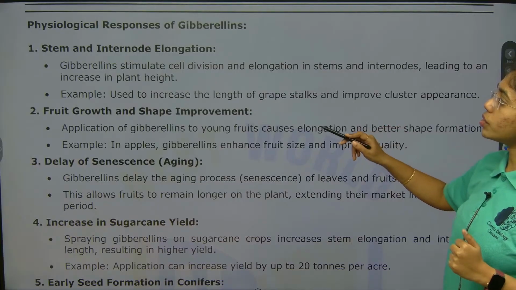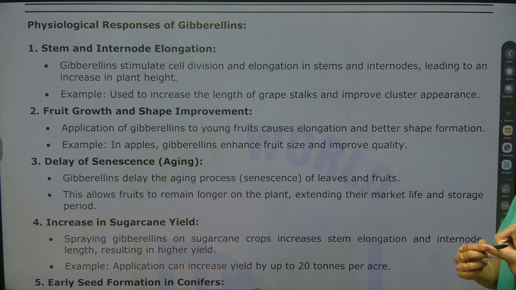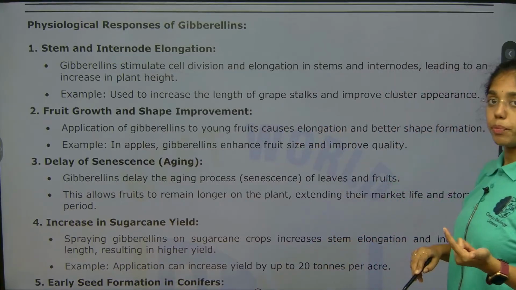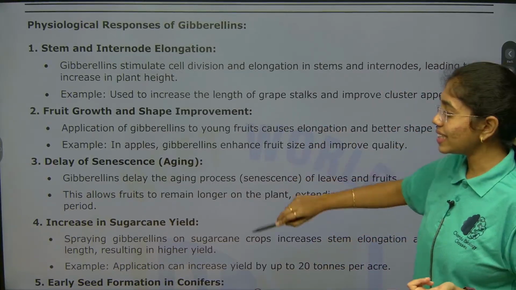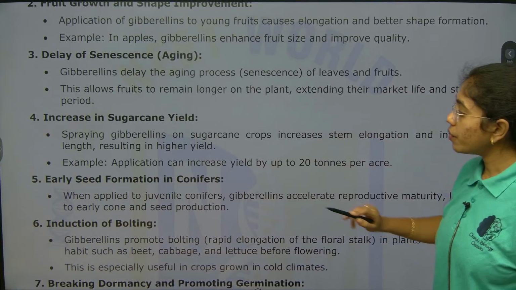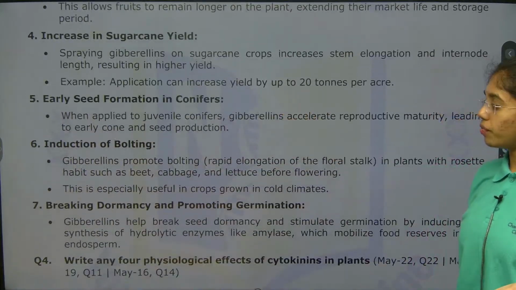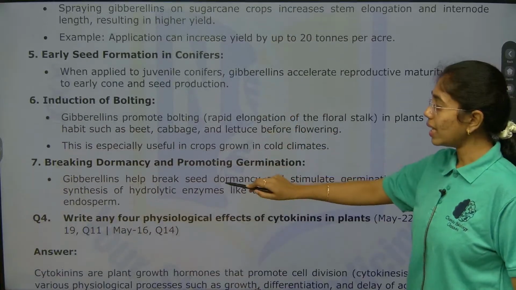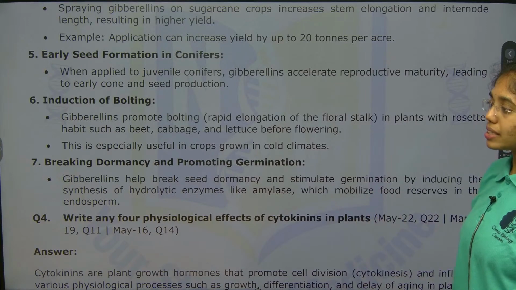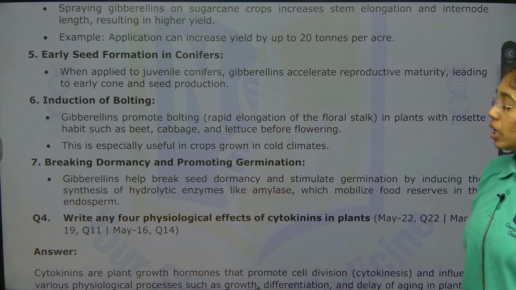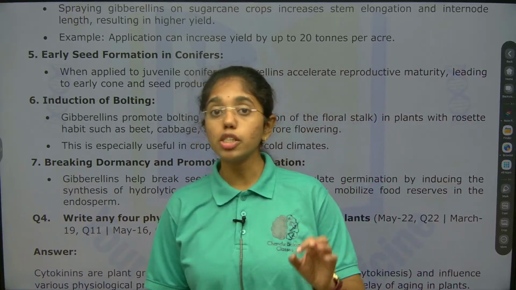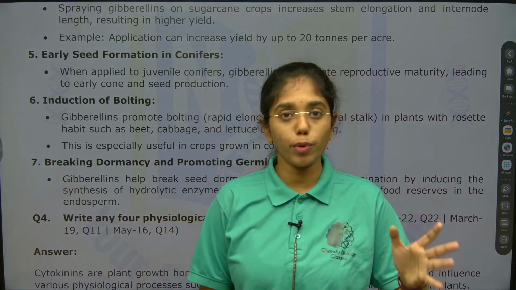So here, first is what? Stem and internodal elongation. Second will be fruit growth and shape improvement. Third is delaying senescence. Fourth will be increase in sugarcane yield. Fifth is seed formation in conifers, and then bolting. Lastly, breaking the dormancy and promoting seed germination. These are the physiological effects of gibberellins. What are gibberellins? Plant growth promoters.